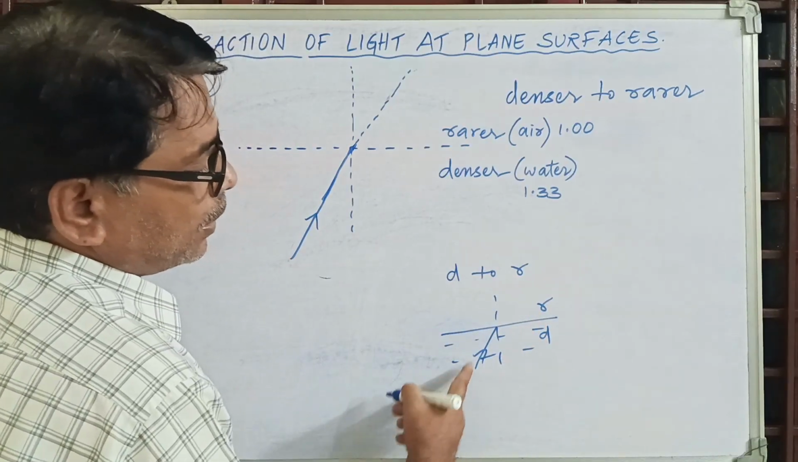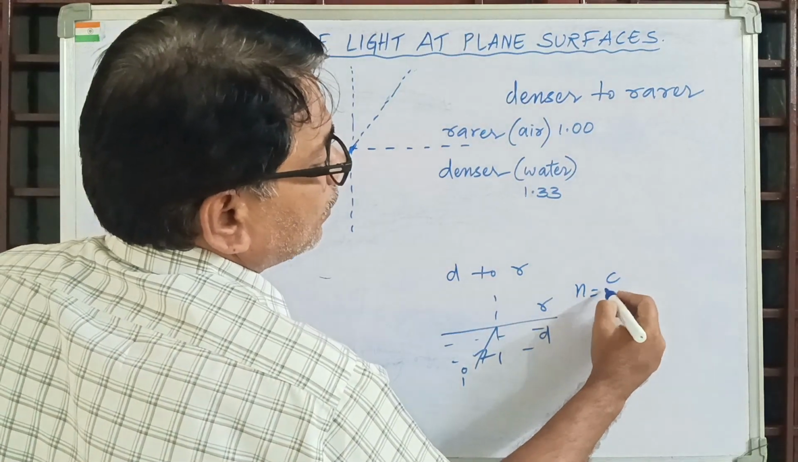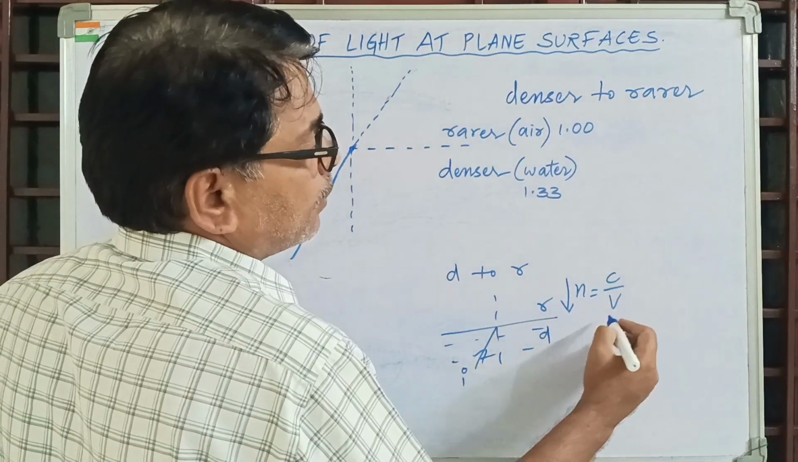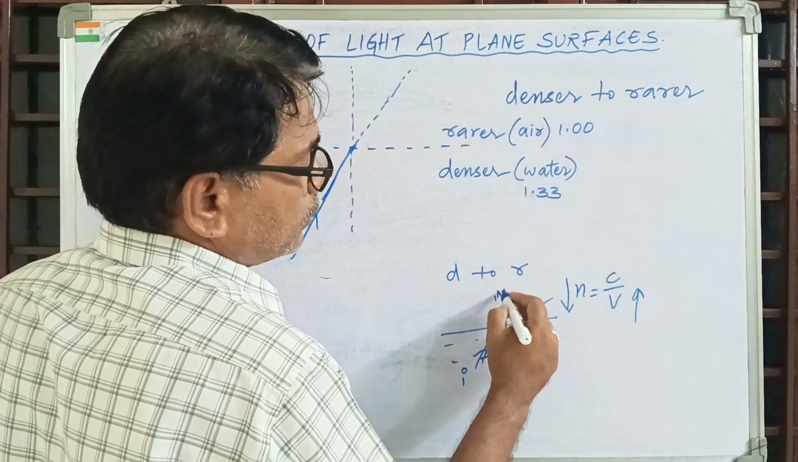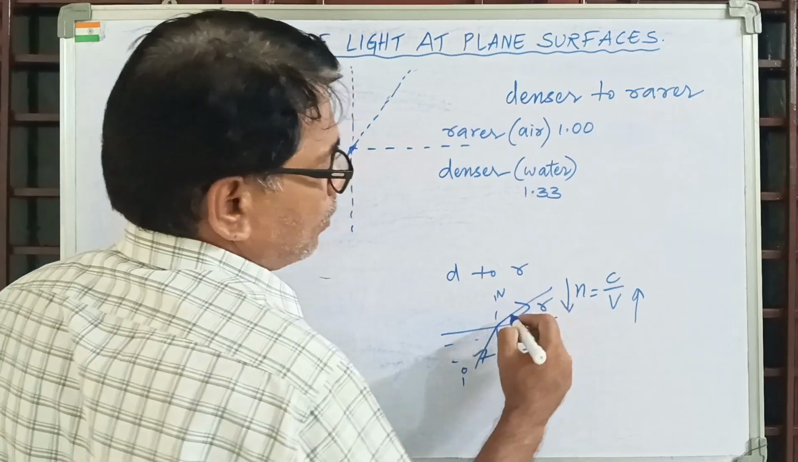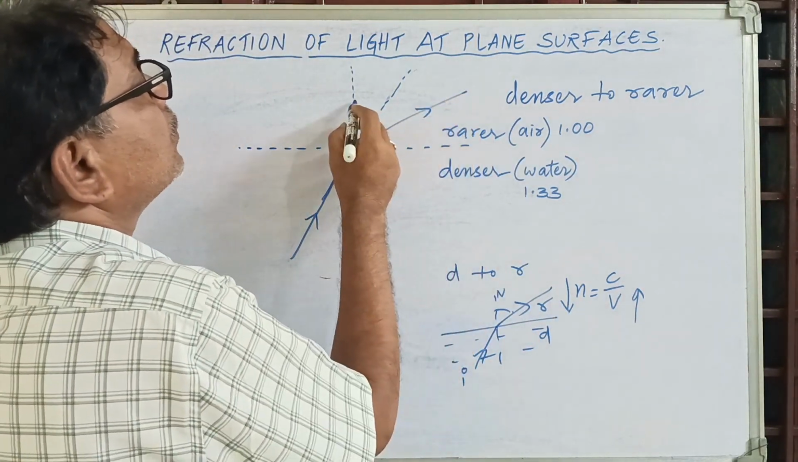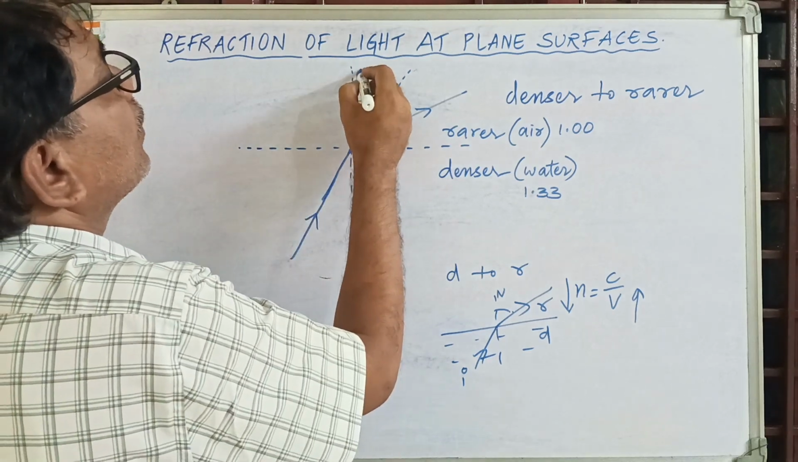when you send an incident light ray from denser to rarer, I told you n is equal to c by v. So rarer means the refractive index will be less and the velocity will be more. So instead of going towards the normal, it will go away from the normal. This angle will be more because it is moving away from the normal.